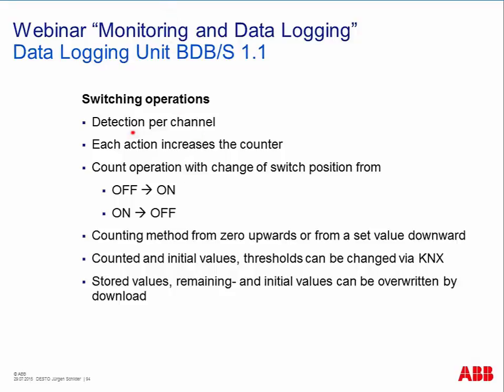We can detect it, of course, per channel. As a parameter, we have to set when we want to count: from off to on or on to off. These two possibilities we have. And again the same, how we want to count, upwards or downwards, or is it allowed per channel to change the threshold or our initial values via KNX, and what should happen when we make a download, should the values be overwritten, yes or no.